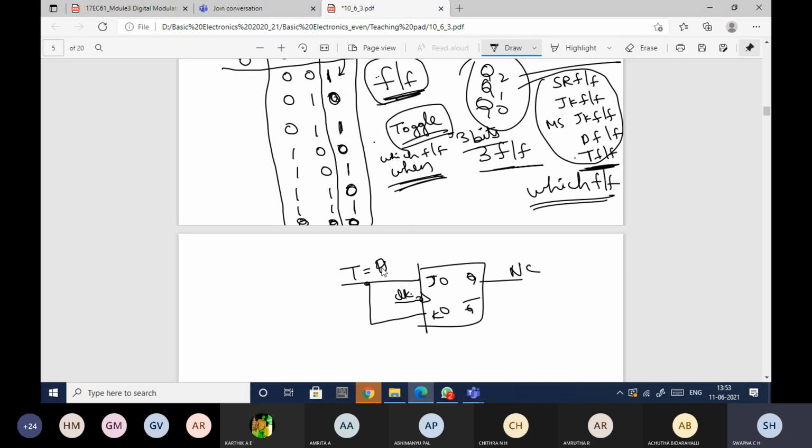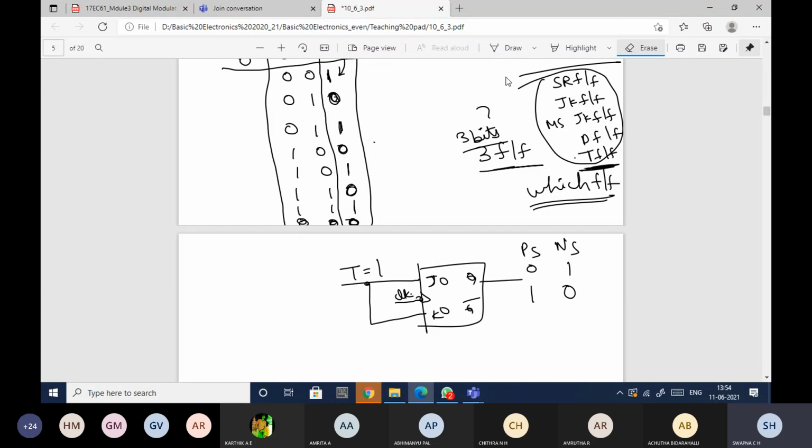When I give 1 to it, what happens? If my present state is 0, my next state will be 1. If my present state is 1, the next state is 0. Hope you people are able to recall the table of this T flip-flop. Yes, ma'am. Okay, so to get Q0 directly I can use the toggle flip-flop, which is nothing but the T flip-flop. I have got the first flip-flop, which is nothing but Q0.